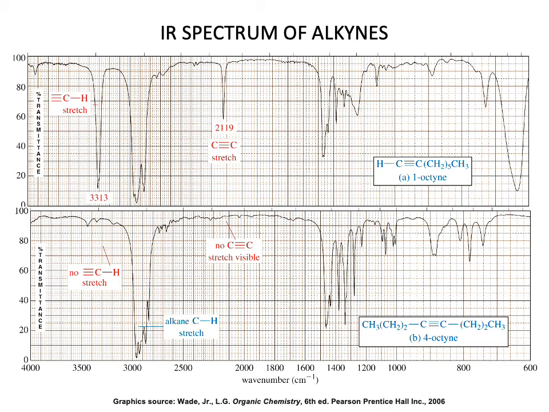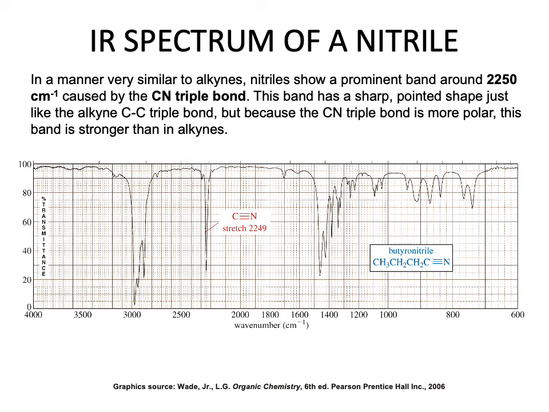Here you can see the difference between terminal alkyne and internal alkyne, that there is no CH stretching for the internal ones. For the nitrile, we have the stretching around 2200. For this formula, as you see, we have a sharp and medium stretching around 2250.